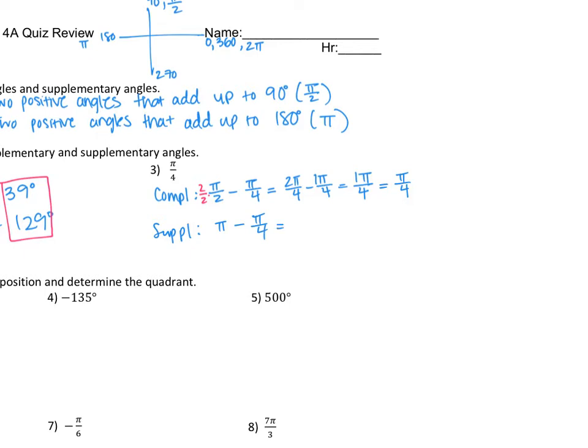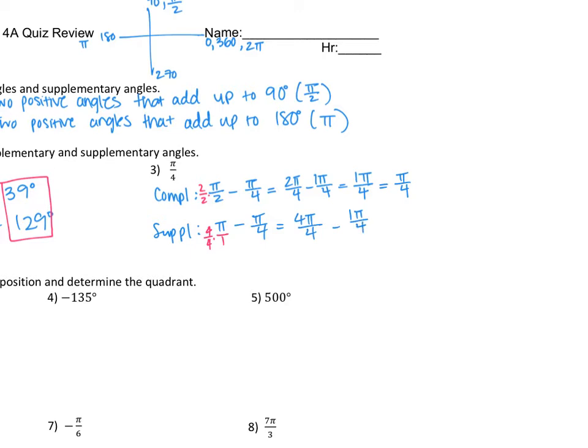To do this one, I would recommend putting pi over 1 so that it looks like a fraction, because you have to subtract it from a fraction. We can always take a whole number like pi and put it over 1. From there, you want to make a common denominator. This is a 4. We can change the 1 into a 4 if we multiply the top and bottom by 4. So this is really 4 pi over 4 minus 1 pi over 4.